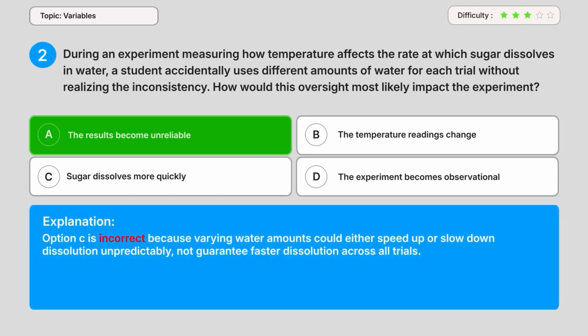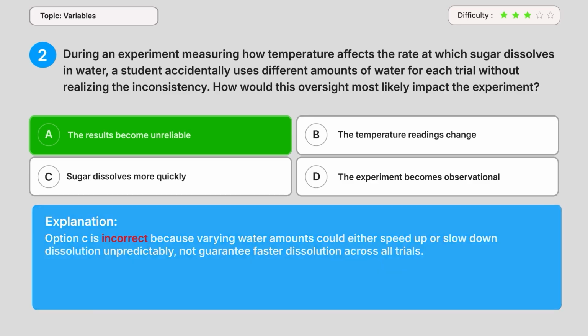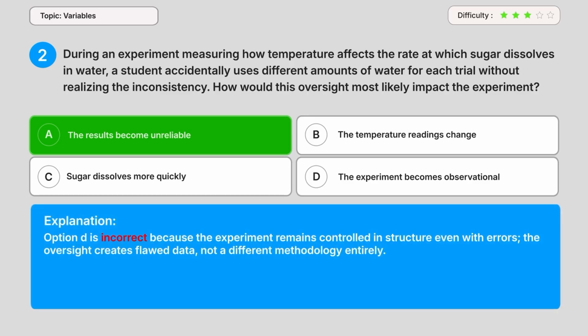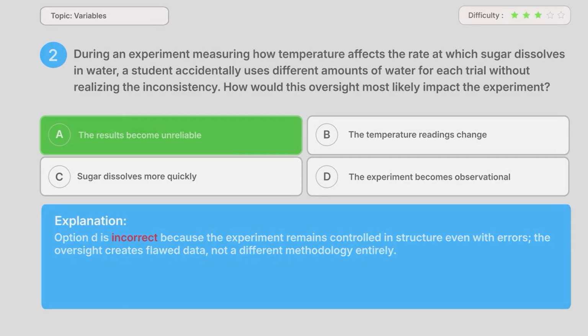Option C is incorrect because varying water amounts could either speed up or slow down dissolution unpredictably, not guarantee faster dissolution across all trials. Option D is incorrect because the experiment remains controlled in structure even with errors. The oversight creates flawed data, not a different methodology entirely.